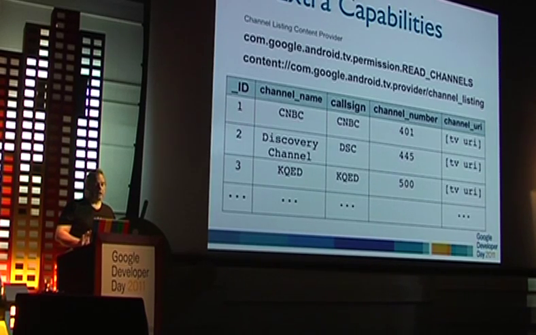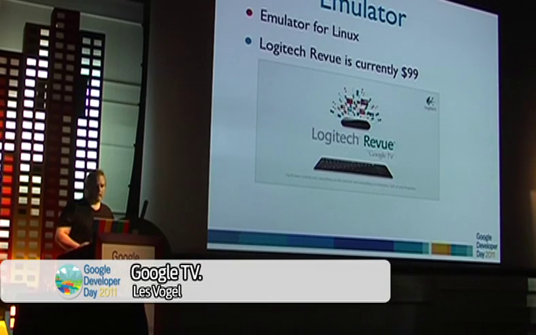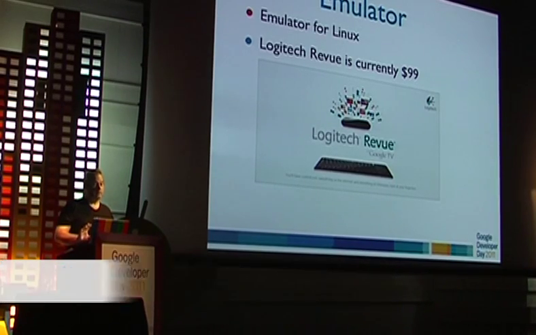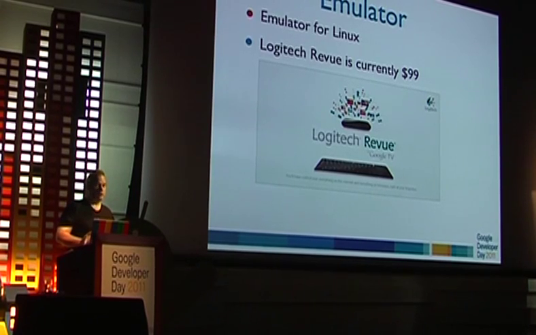So the channel listing content provider will let you discover what channels are available on your TV, and will give you a TV URI that you can use to send as an intent to change channels with. This is just the start of our TV-focused APIs. The emulator for Linux is available now. An update will be out shortly, and you can get most of the way by developing on a tablet in landscape with a keyboard. And we'll be pushing the V2 update in the weeks ahead to all existing boxes.